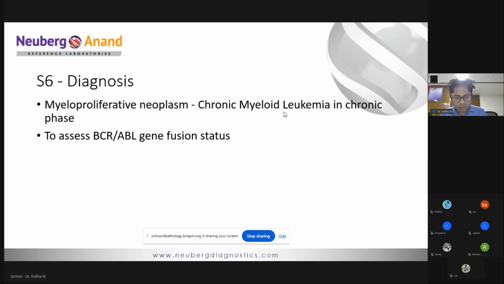So just go through how CML treatment has changed right now, because before we were looking at disease-free survival, but now we look at overall survival and things like that.